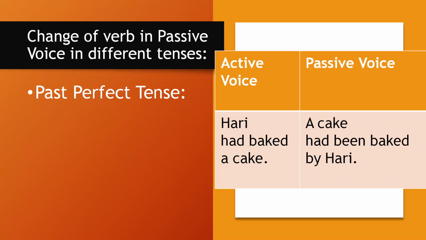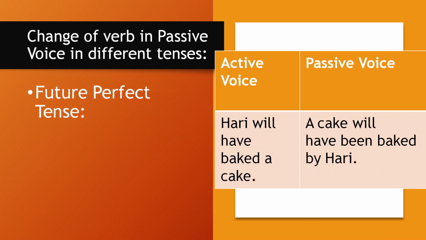Past perfect tense. Hari had baked a cake. A cake had been baked by Hari. Future perfect tense. Hari will have baked a cake. A cake will have been baked by Hari. The tense of the active sentence needs to remain the same in the passive construction. However, the verb in the passive construction must agree with the passive subject.